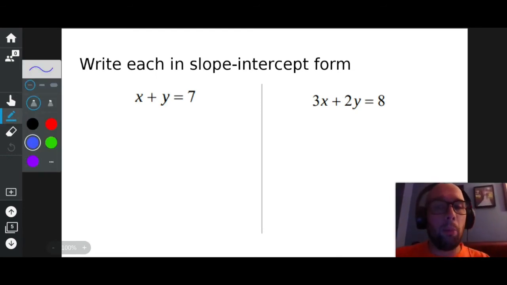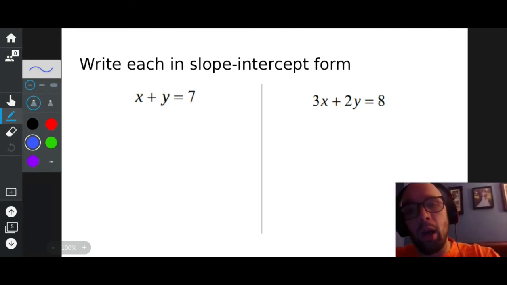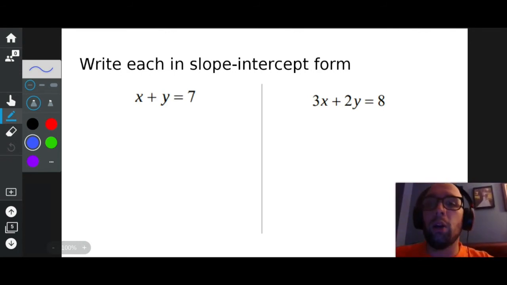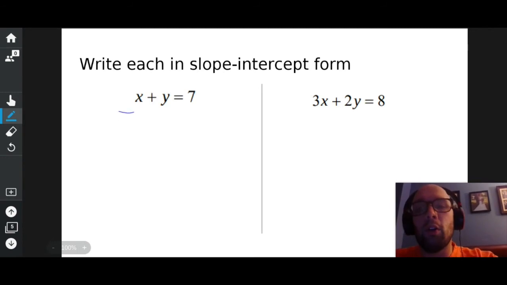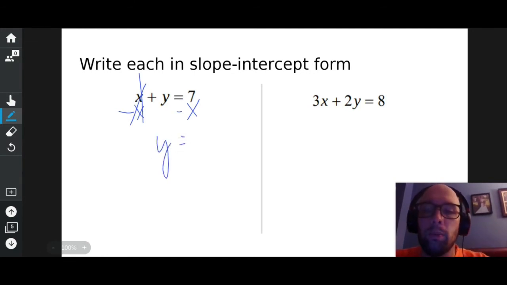Is y all by itself? No. What's in the way? An x that's floating around. How do I get rid of the x that's floating around? Minus x, cross you out. Now y is all alone.